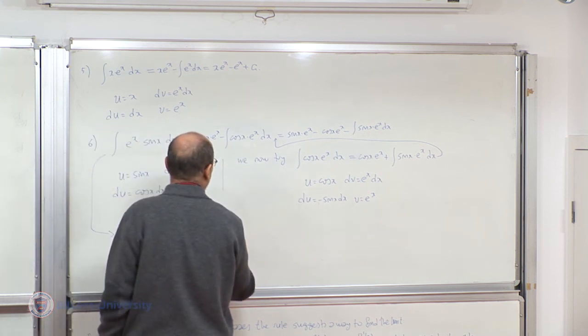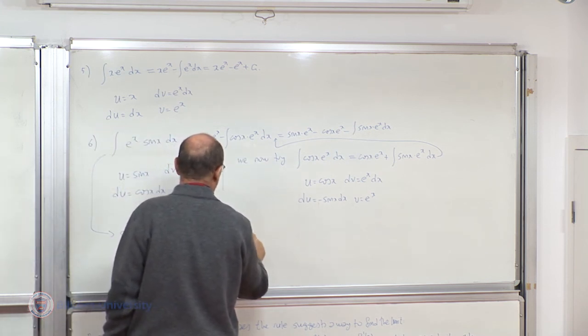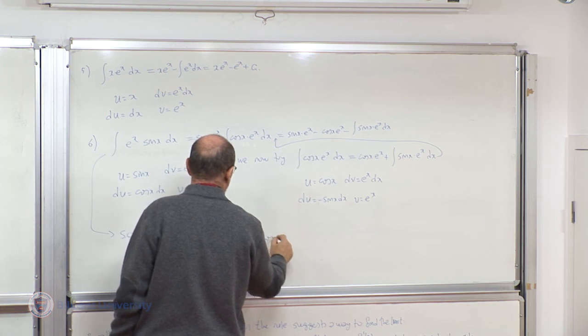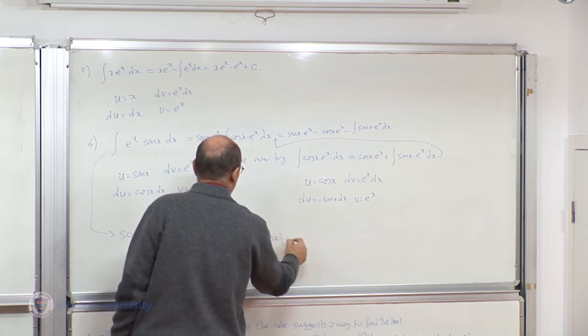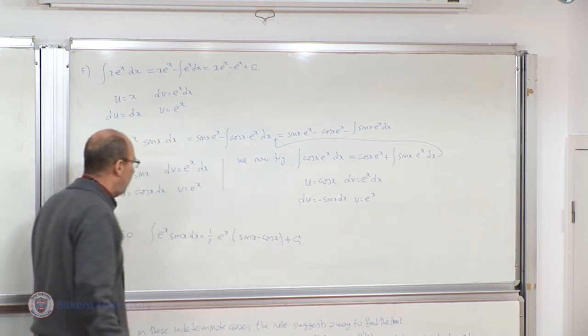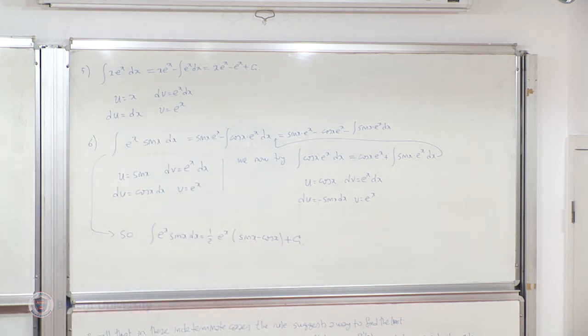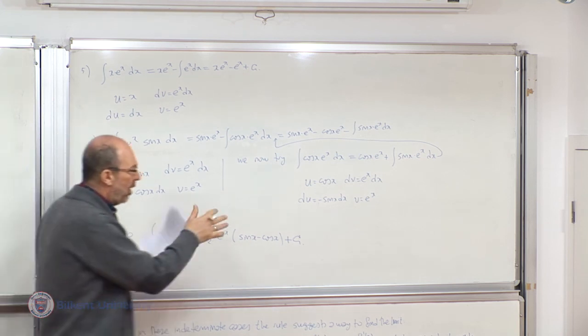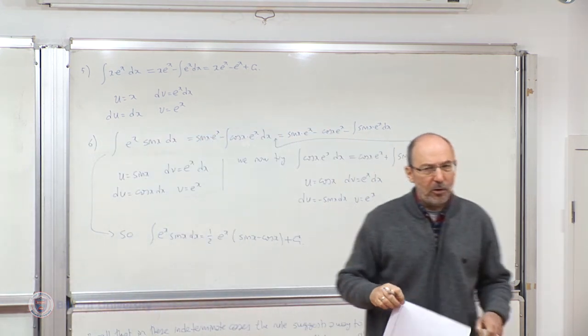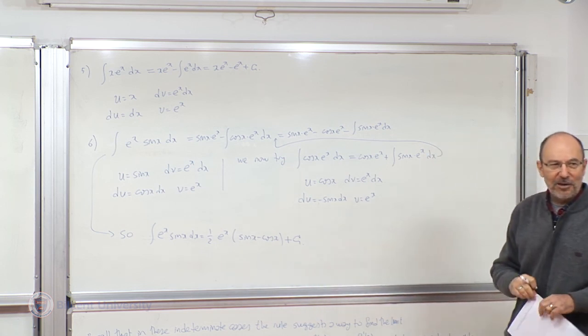Okay, so I can take e to the x out. I have sine x minus cosine x. Now let me put the constant here, so if I'm ever going to use it somewhere, I can decide what the constant will be later on. Now you have to play with these things so that you don't get a surprise in the exams.